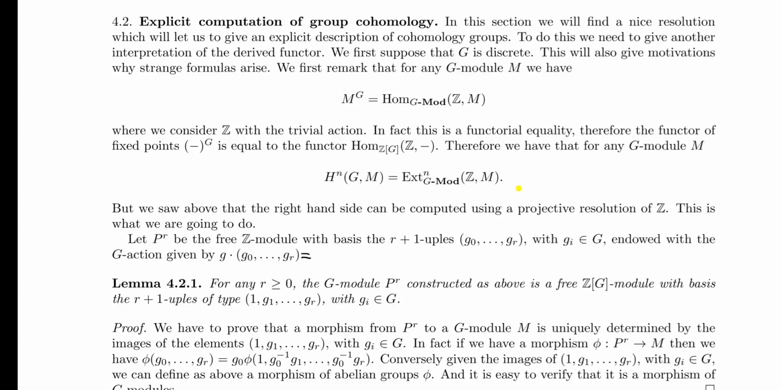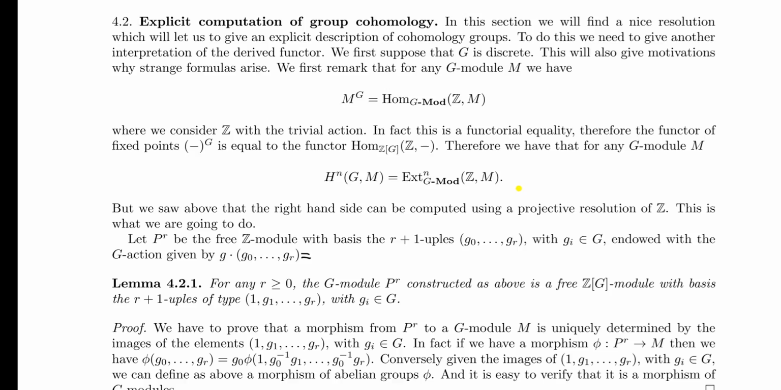So now we do explicit computation of group cohomology. In this section, we will find a nice resolution which will let us give an explicit description of cohomology groups. To do this, we need to give another interpretation of the derived functor.